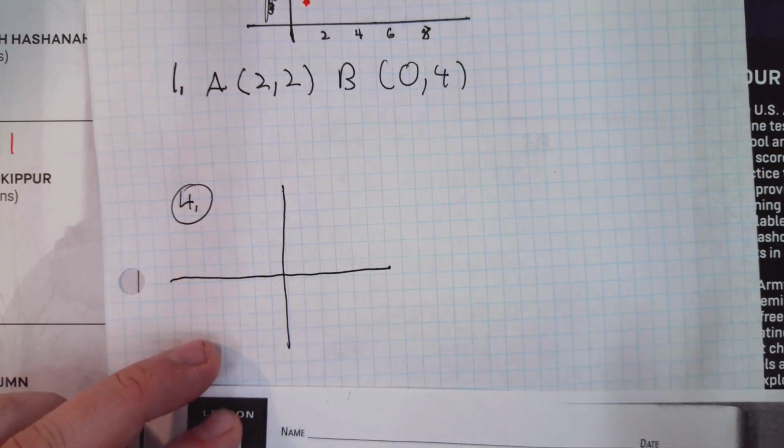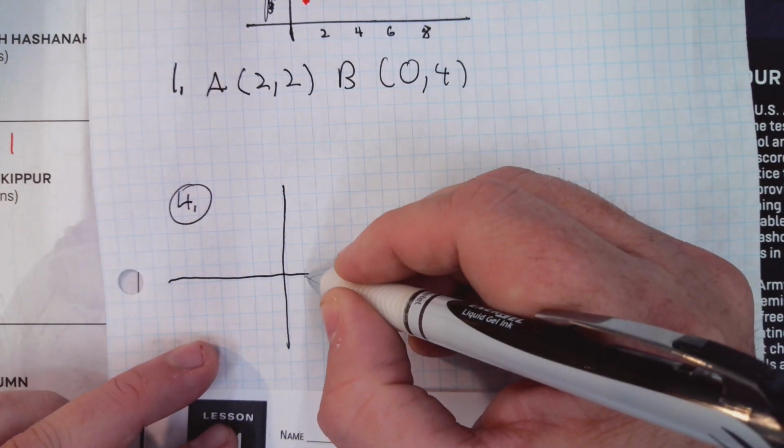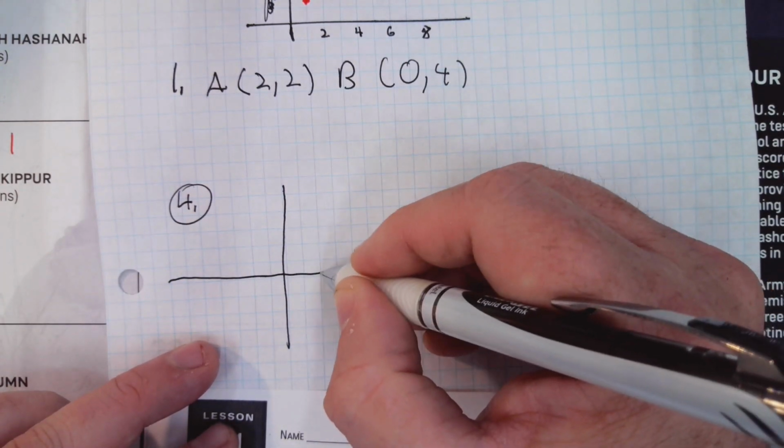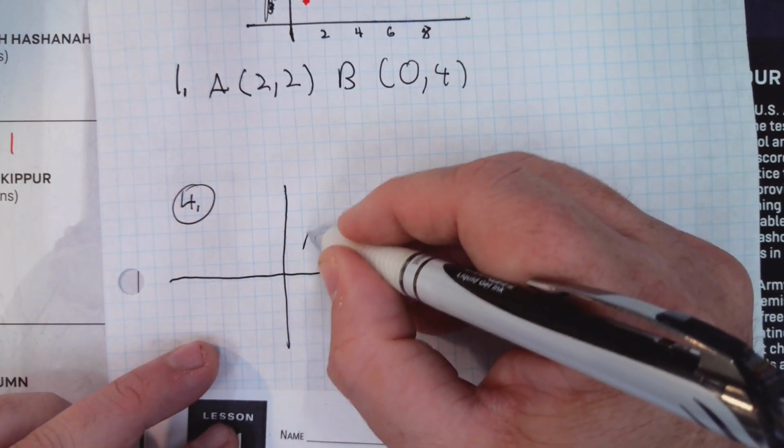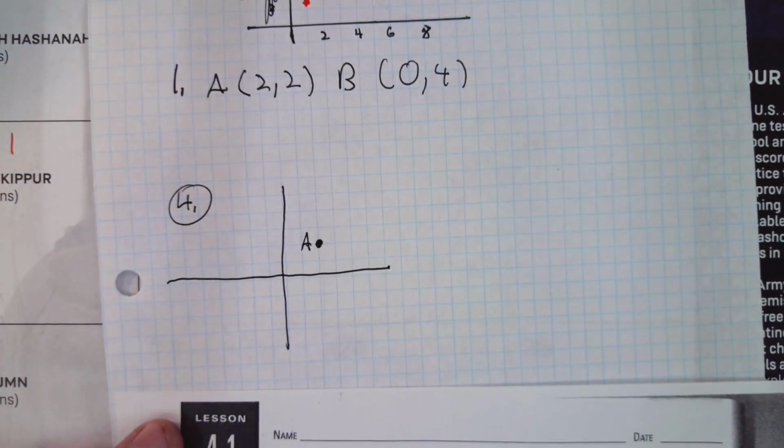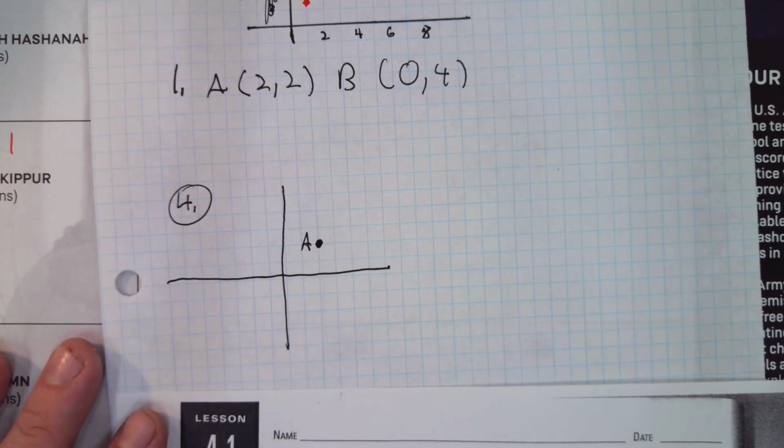Okay, and I'm going to graph these points. I'm going to graph the first one, 2, 2. 2, 2. And I'm going to label it. I'm going to label it A. Guess what I'm going to label the second one? Guess what I'm going to label the third one?